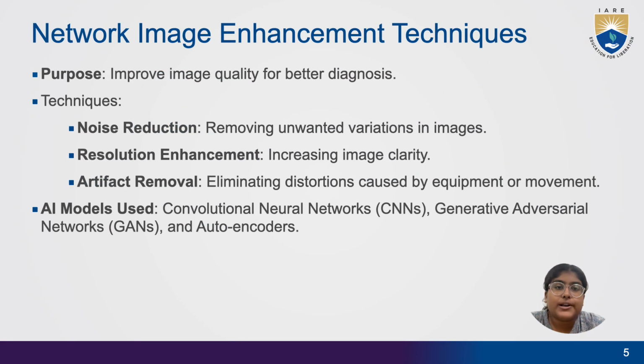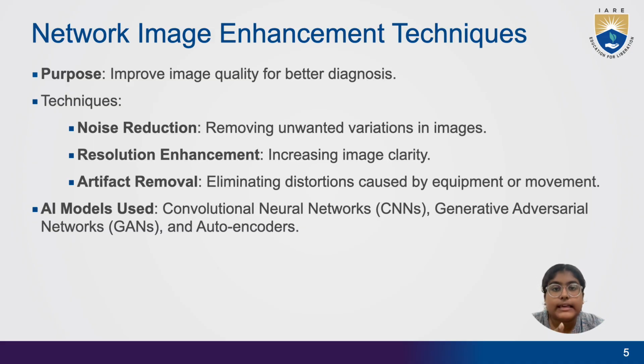Now, when we talk about network image enhancement, we're talking about using AI to improve the quality of medical images. There are three main techniques to achieve this. First is noise reduction, where we remove unwanted graininess of the image. Next is resolution enhancement. Here we sharpen images to see tiny details. And lastly, it's artifact removal, where we eliminate distortions caused by equipment or even by patient movement.